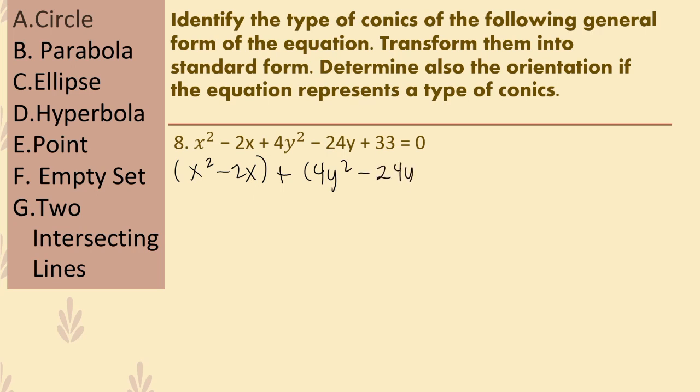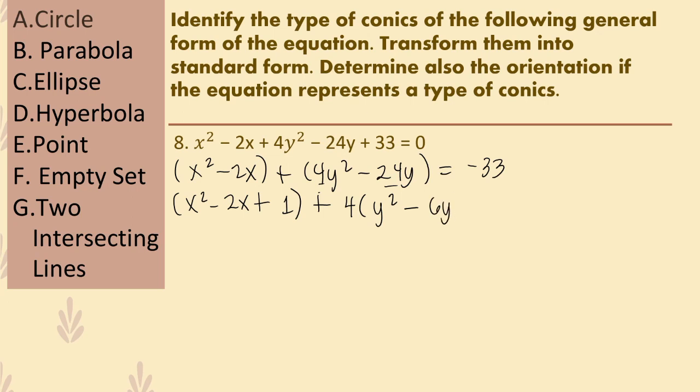Minus 24y is equal to negative 33. So, x squared minus 2x plus the third term which is 1, plus, so let's factor out this 4. It becomes 4y squared minus 6y. And then, the third term, so negative 6 divided by 2 is negative 3. Then, 3 squared is positive 9. Is equal to negative 33.